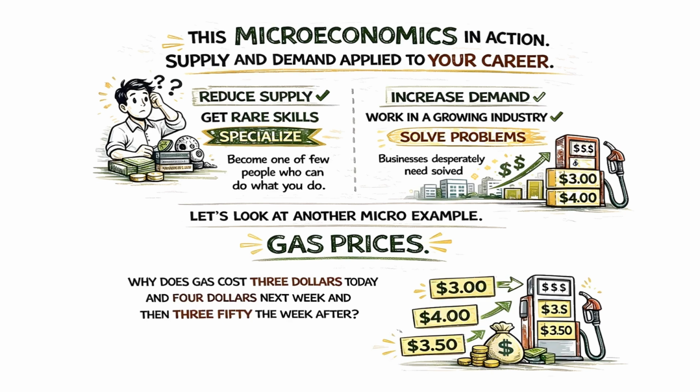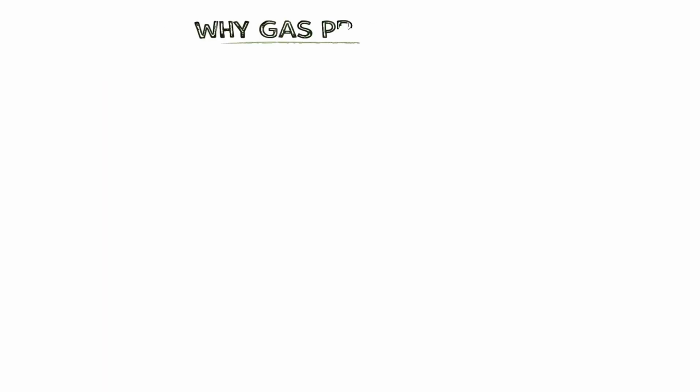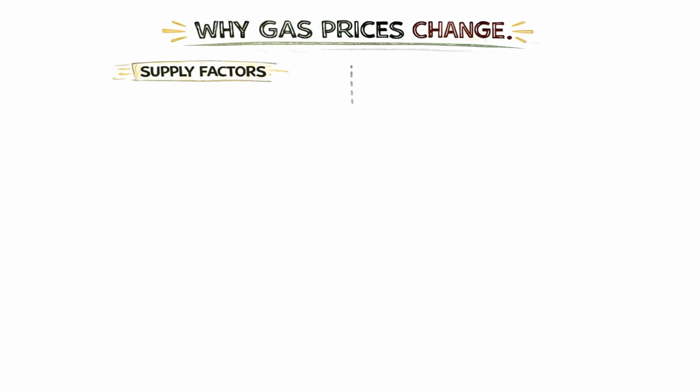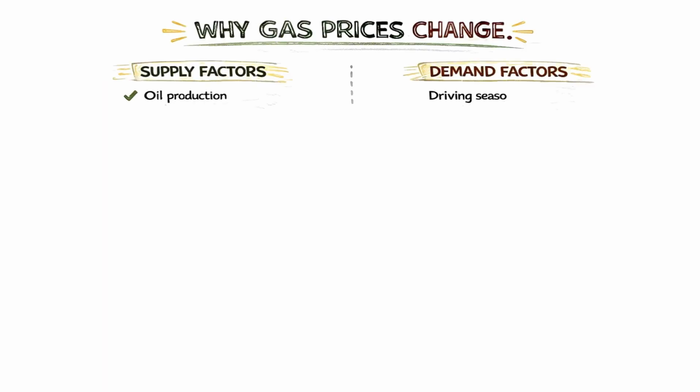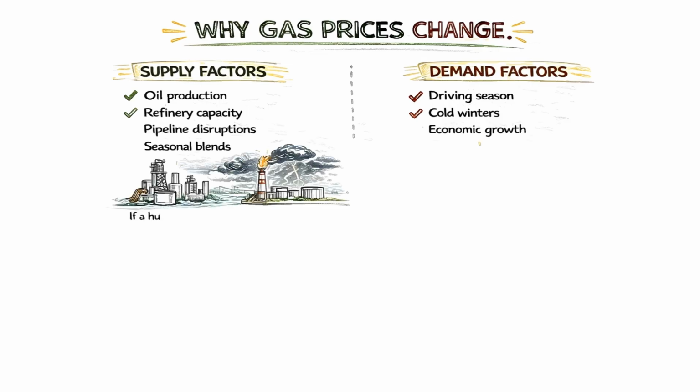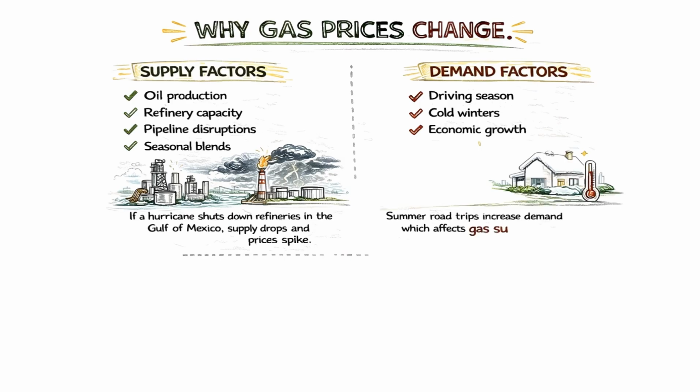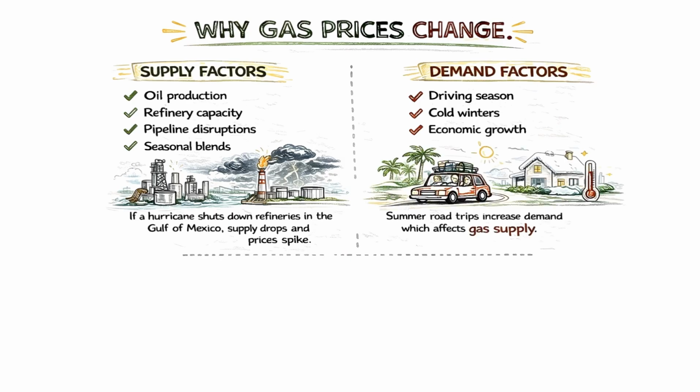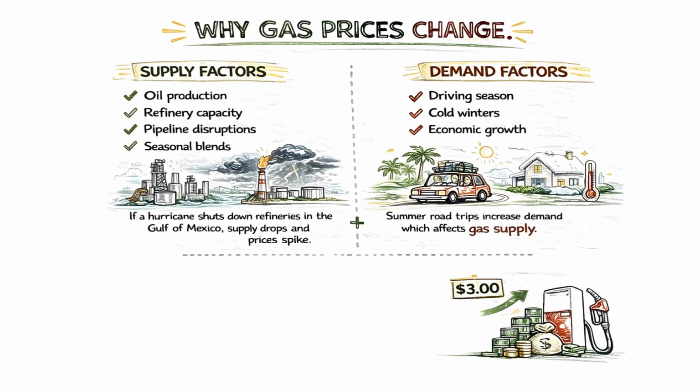Gas prices. Why does gas cost $3 today and $4 next week and then $3.50 the week after? Supply factors: oil production, refinery capacity, pipeline disruptions, seasonal blends. If a hurricane shuts down refineries in the Gulf of Mexico, supply drops and prices spike. If OPEC countries increase production, supply rises and prices fall.